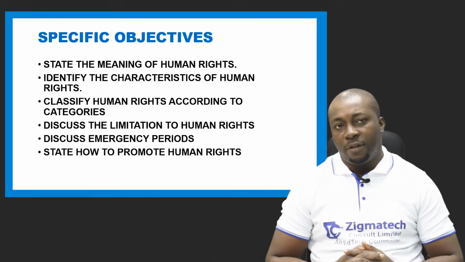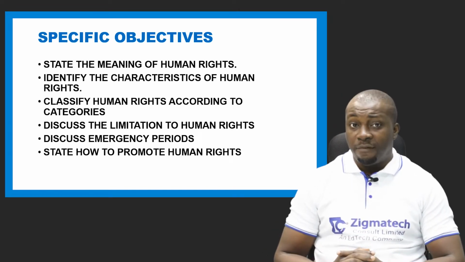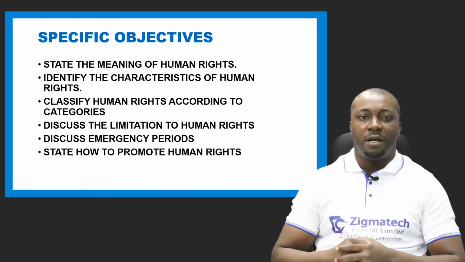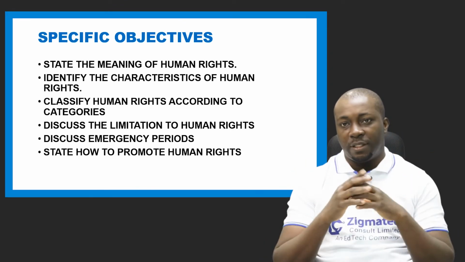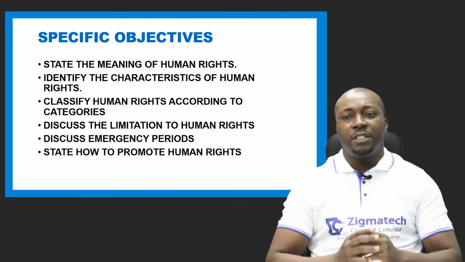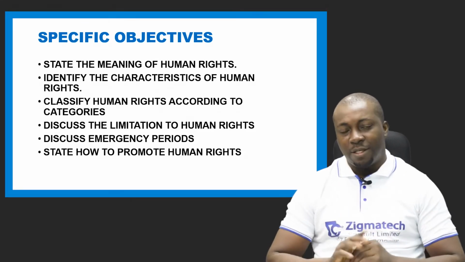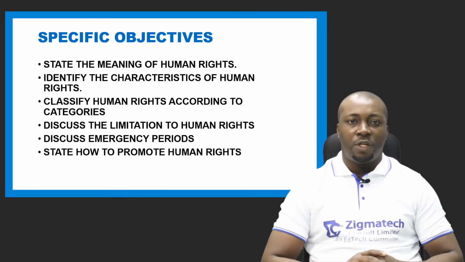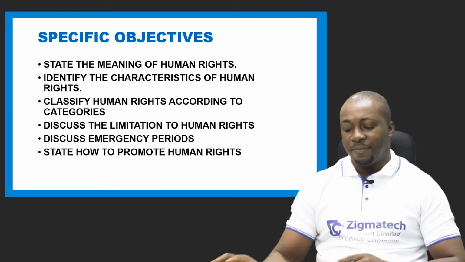Specifically, by the end of this lesson, you should be able to state the meaning of human rights, that is, define what human rights is. Then identify the characteristics of human rights, classify human rights according to the categories of human rights, that is, the types of human rights. Then discuss the limitations to human rights, those factors that limit human rights. Then discuss how to promote human rights.